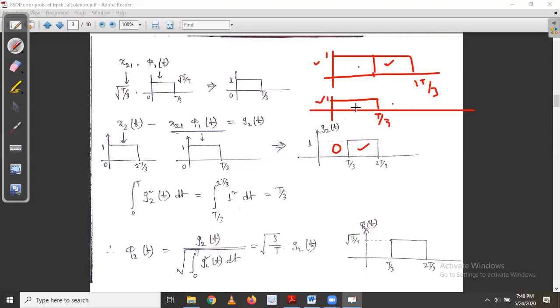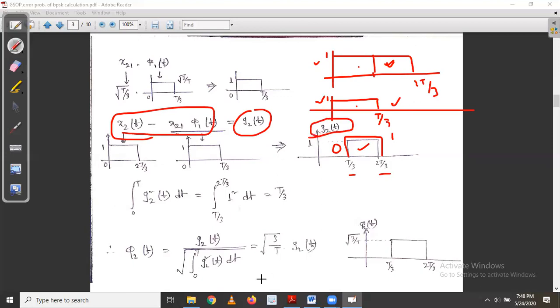So 1 minus 1 is zero, and 1 minus 0 is one, and 1 minus 0 is 1 in the range of t by 3 to 2t by 3. So for t by 3 to 2t by 3 we have a waveform with amplitude 1. Now that is your g2t after this subtraction. This is your g2t. I think it is clear from this waveform.